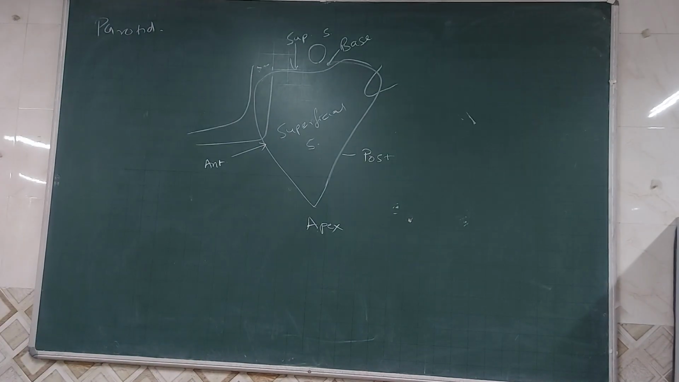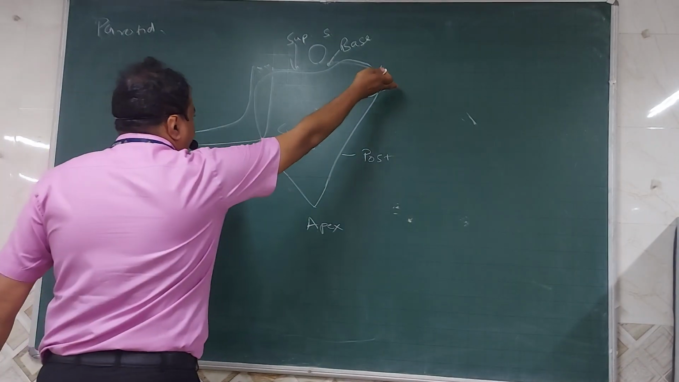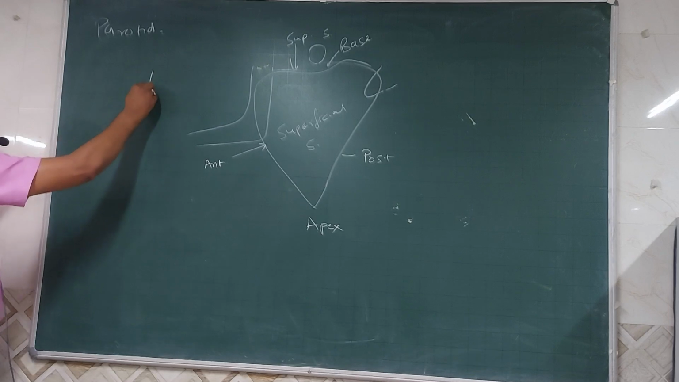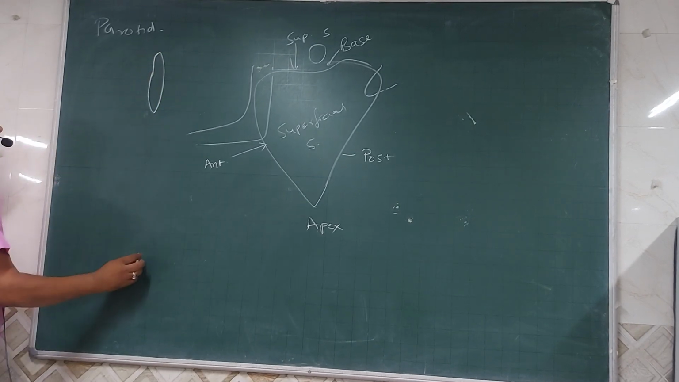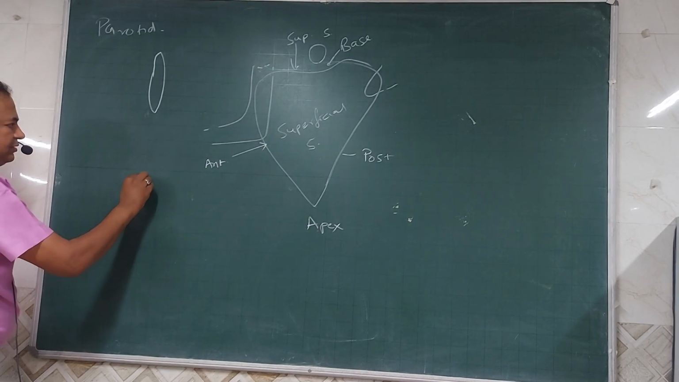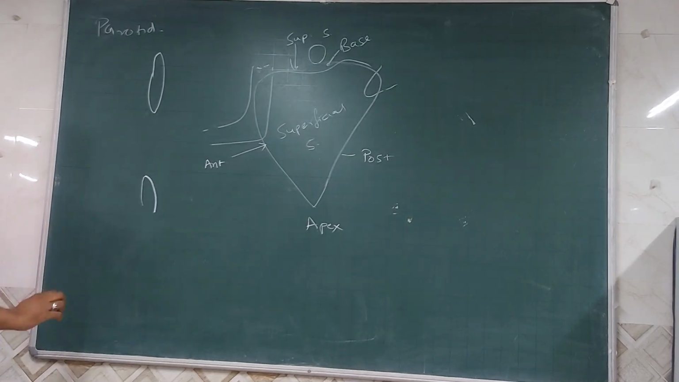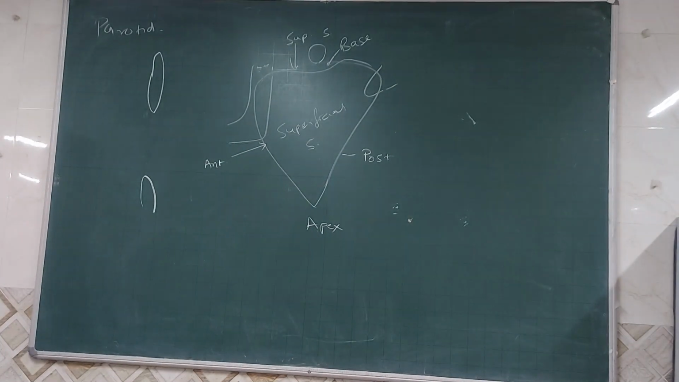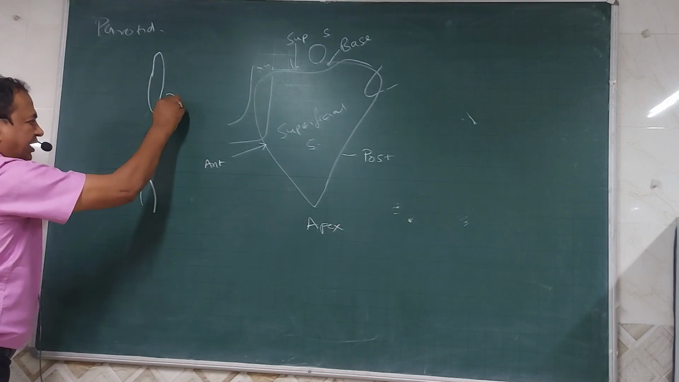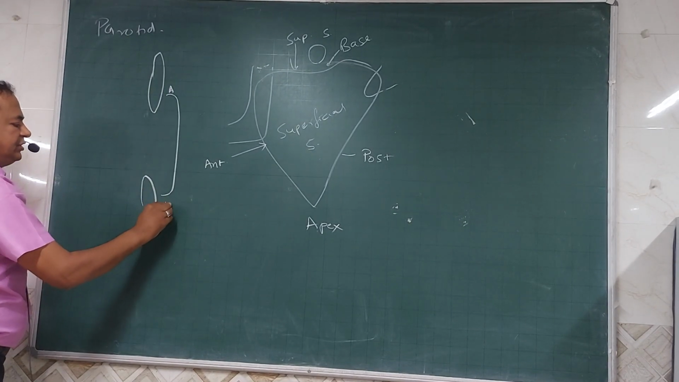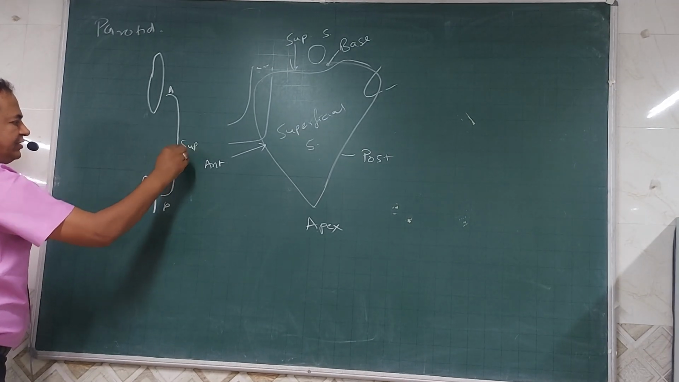Now if I take a cross section at this level, then what do I see? I see the mandible like this, the mastoid process like this, in a transverse section. And here is the parotid gland. So here is the anterior border, here is the posterior border, here is the superficial surface.